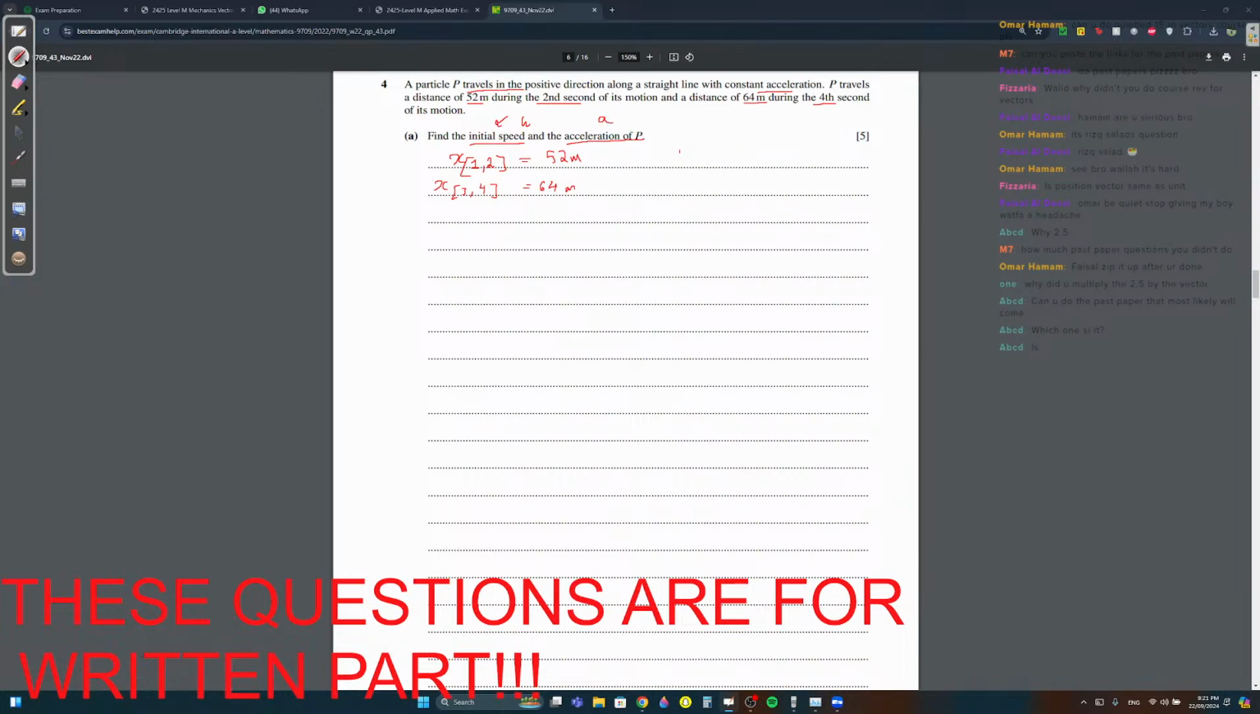So we have x. Okay, we have x. We have the time. We kind of have the time. We want u, and we want a. Which one are we going to use here? We're going to use x equals half at squared plus ut plus x node. Okay.